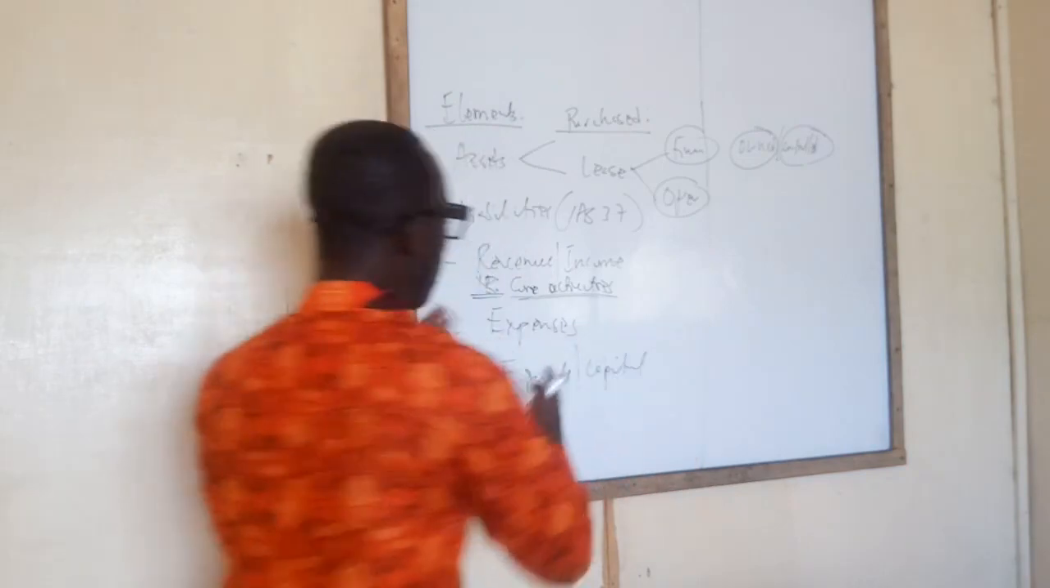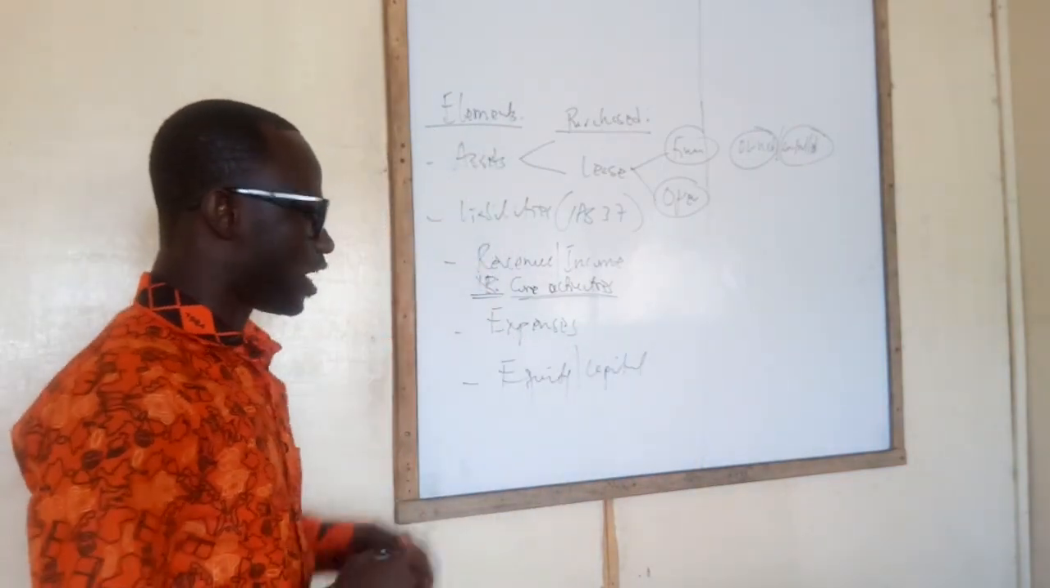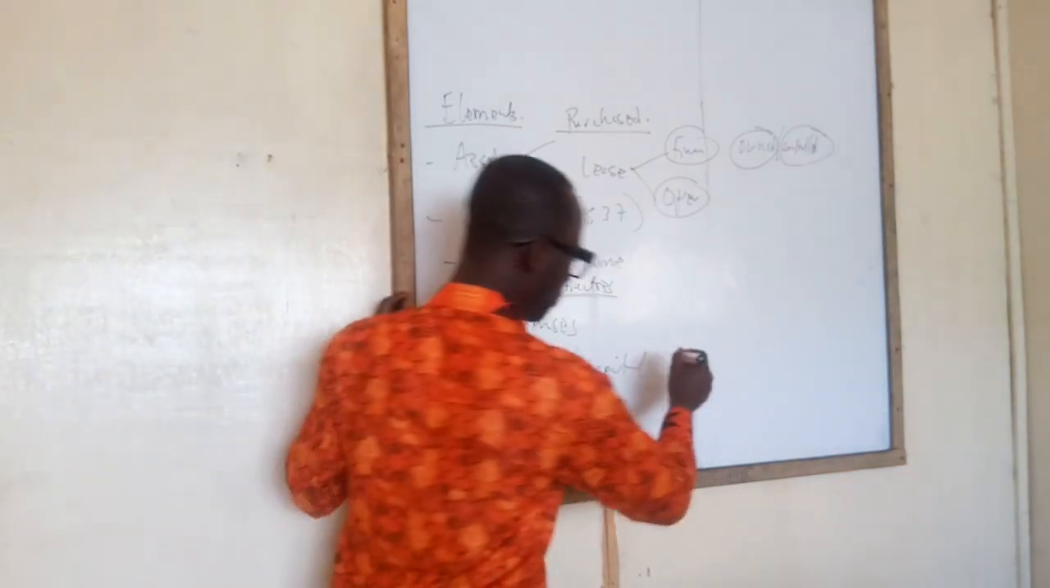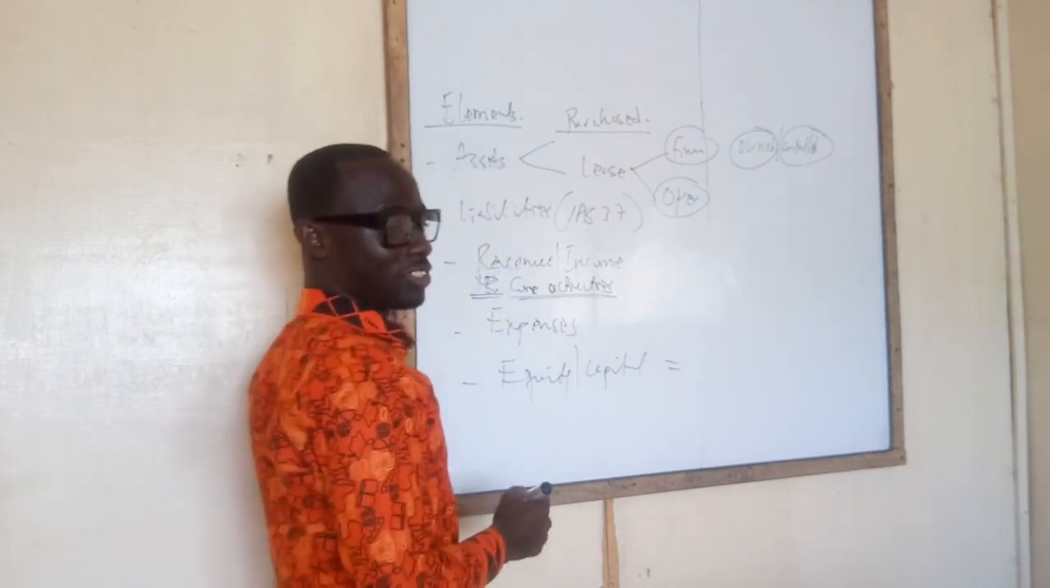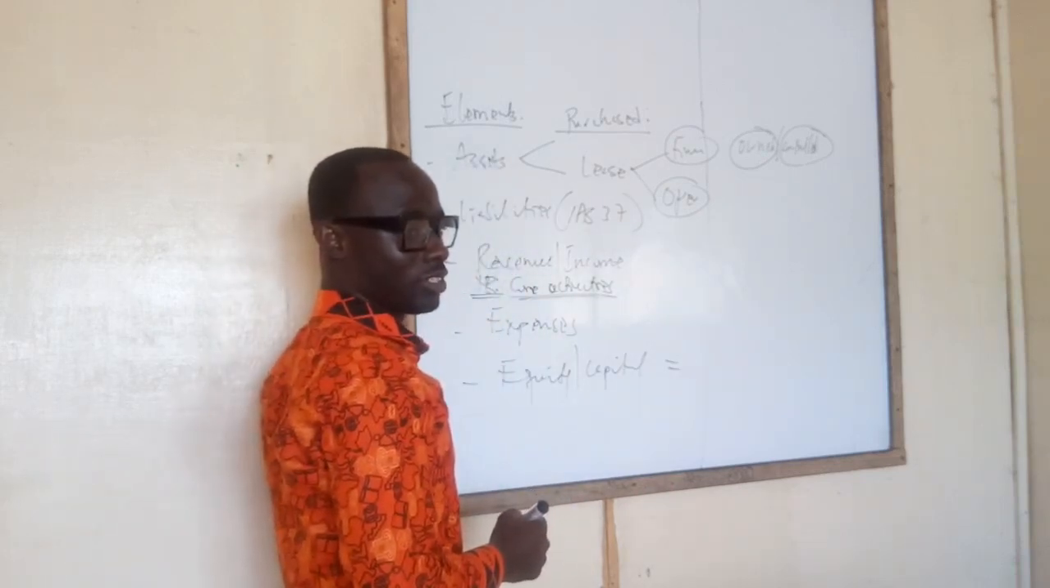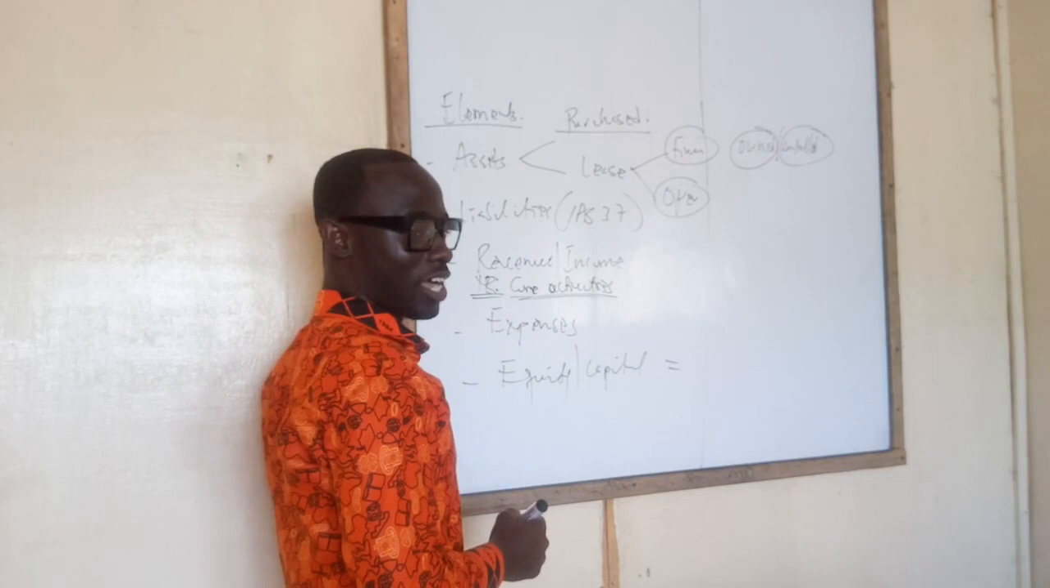So that is what you have to understand about expenses. Then the last one, equity. What's equity? That's very simple. What's equity? Accounting equation. Do you remember the accounting equation? Yes. What is the accounting equation?